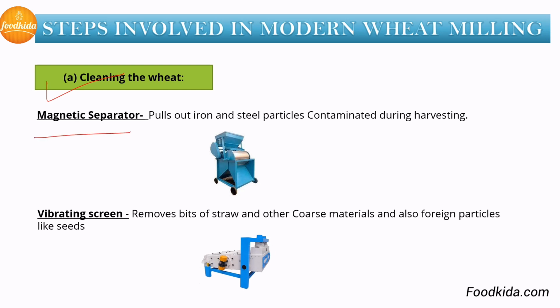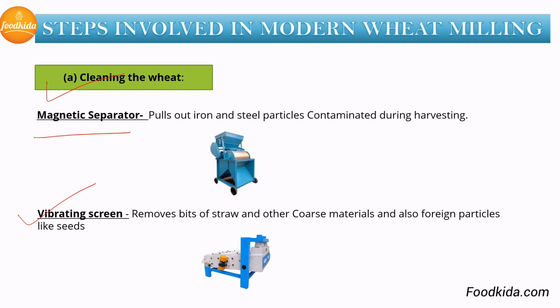As the name suggests, it consists of magnets, and with the help of these magnets any metal impurities can easily be removed. The main function of the magnetic separator is to remove iron or steel particles picked up during harvesting. The second one is the vibrating screen.